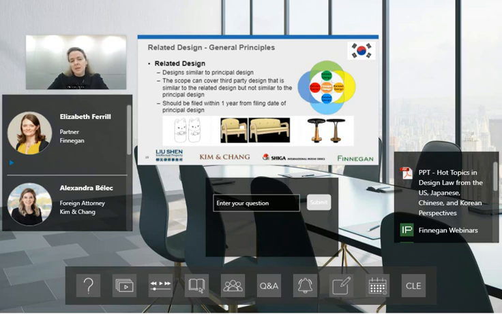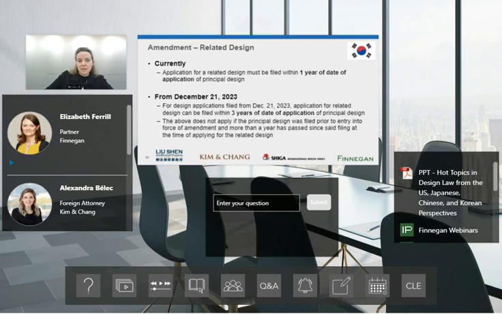So in case of filing designs that have those kinds of similarities, you would file one of the designs as a principal design, and any variation of that principal design would be filed as a related design to that principal design. So with that short introduction in mind, I'm just going to move to the amendment.